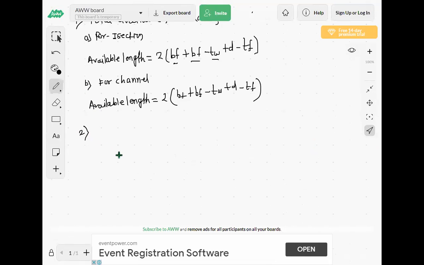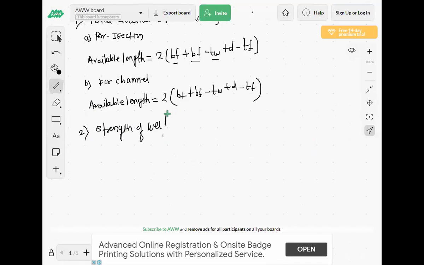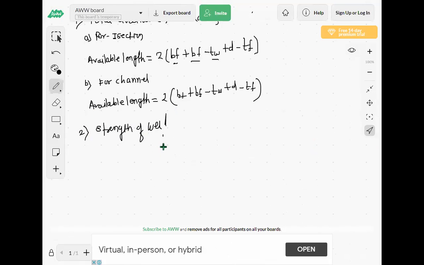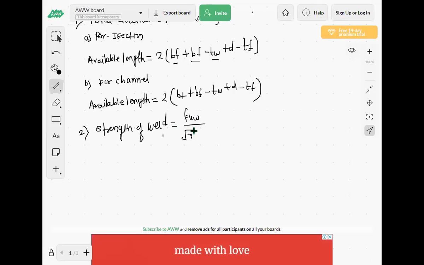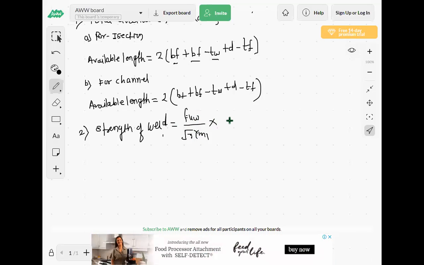Now, second, we have to calculate strength of weld. So strength of weld is equal to FUW divided by root 3 gamma M1 into TE into LW. So this is your strength of weld. Now for that you have to assume size of weld. S is equal to, you have to assume, then T is equal to 0.7 into S, the effective throat thickness.